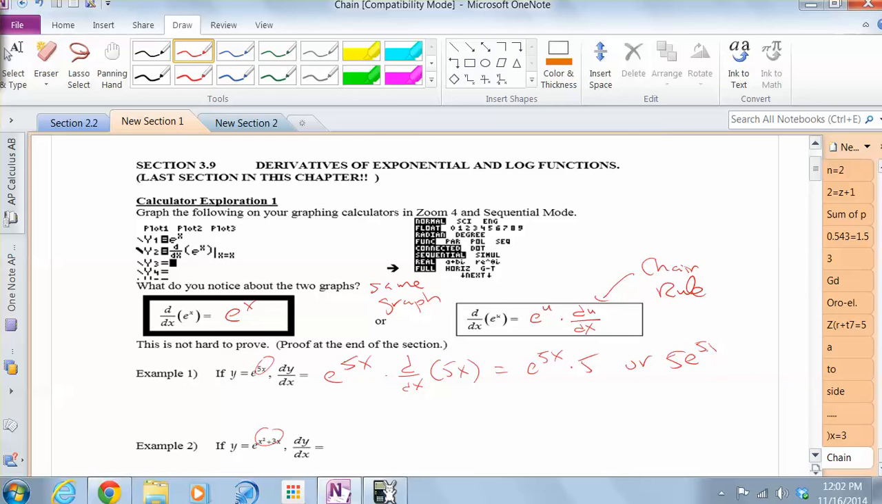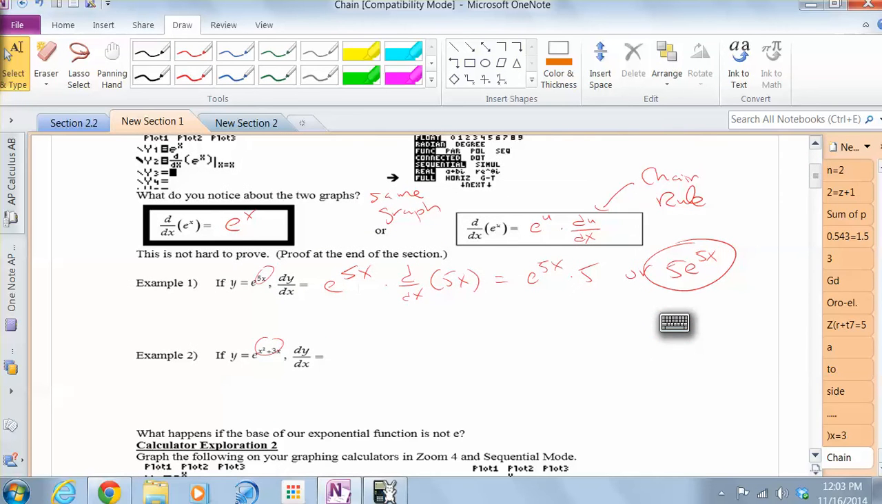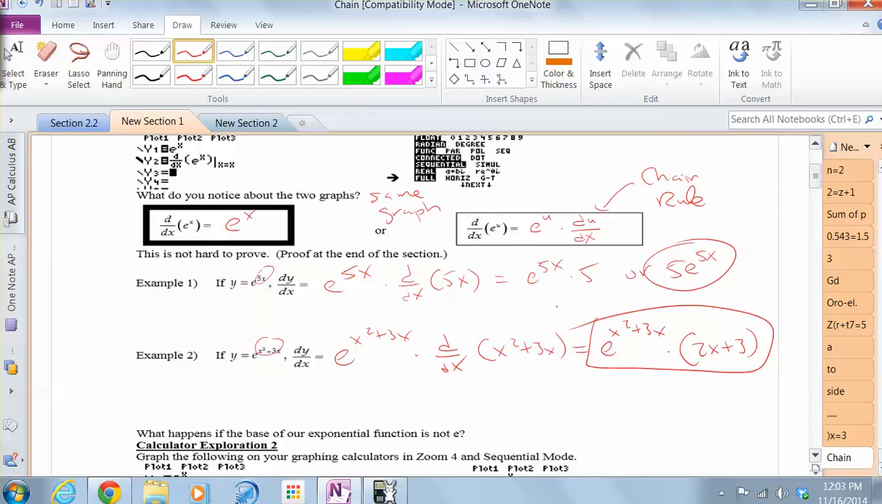Likewise with example 2. You have e to the x squared plus 3x times the derivative with respect to x of x squared plus 3x, which will just be 2x plus 3. Or you can write it as e to the x squared plus 3x times 2x plus 3. So that works for us too. So pretty simple. The derivative of e to the x is e to the x, but of course you don't have plain old x. You still have e to that power, but then times the derivative of the exponent, because that's chain rule.